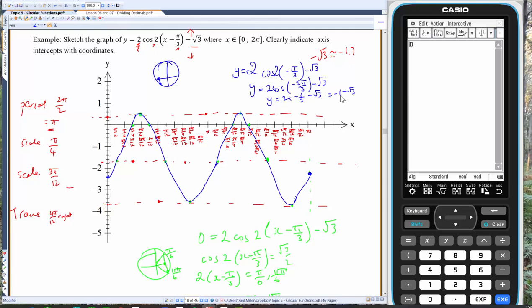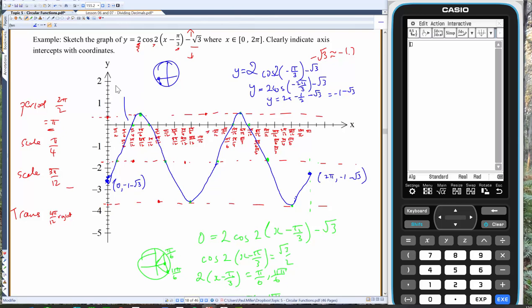Now negative 1 take 1.7, so negative 1 take away 1.7 will be somewhere down there. So I've sort of cheated a little bit, we're somewhere down here. And we're going to label that with its exact value, which is when x is 0, y is negative 1 take away root 3. Now what will happen over this side is, because we've got this symmetry, when x is 2 pi, y is also going to be negative 1 take away root 3.